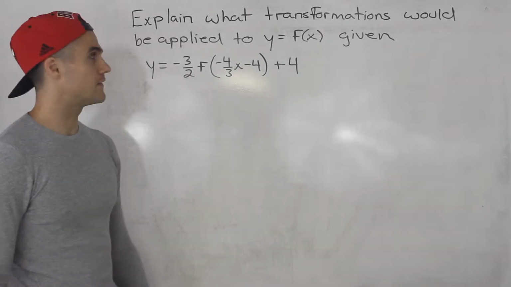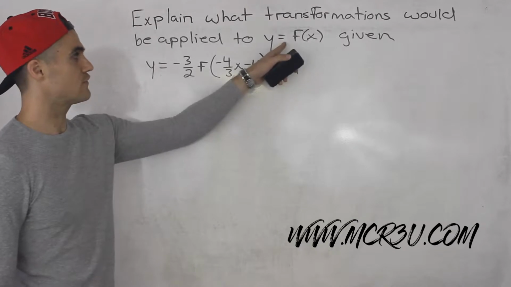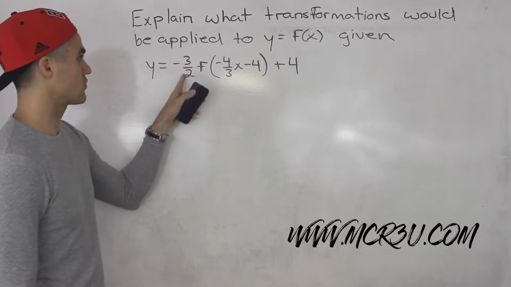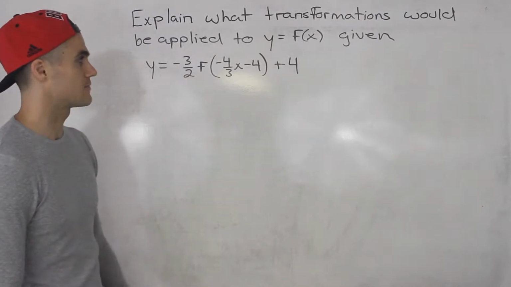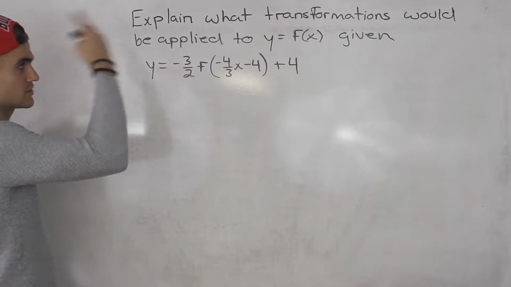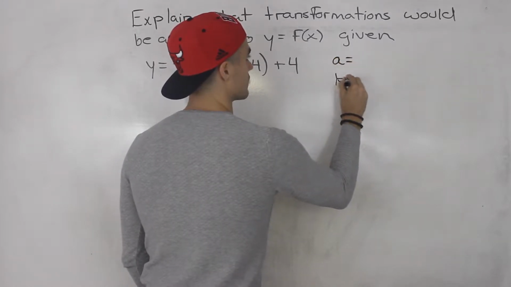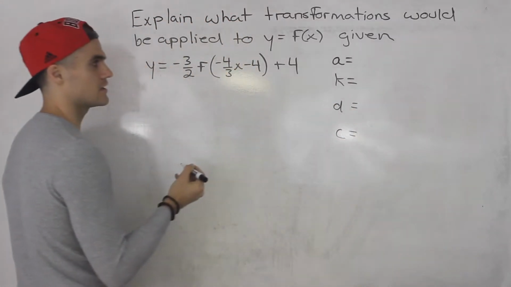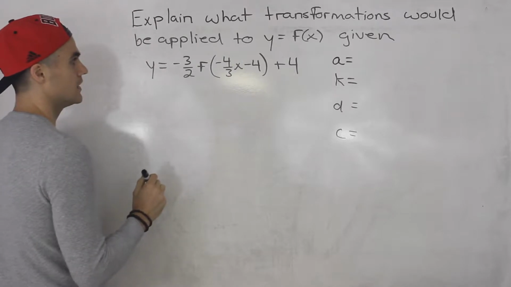What's up, everybody? In this video, we have to explain what transformations would be applied to y equals f of x given this transform function here. So y equals negative 3 over 2 f of negative 4 over 3 x minus 4 plus 4. To explain what the transformations are, we basically have to find the transformation values. And then from there, it's pretty easy to state what happens with each one.